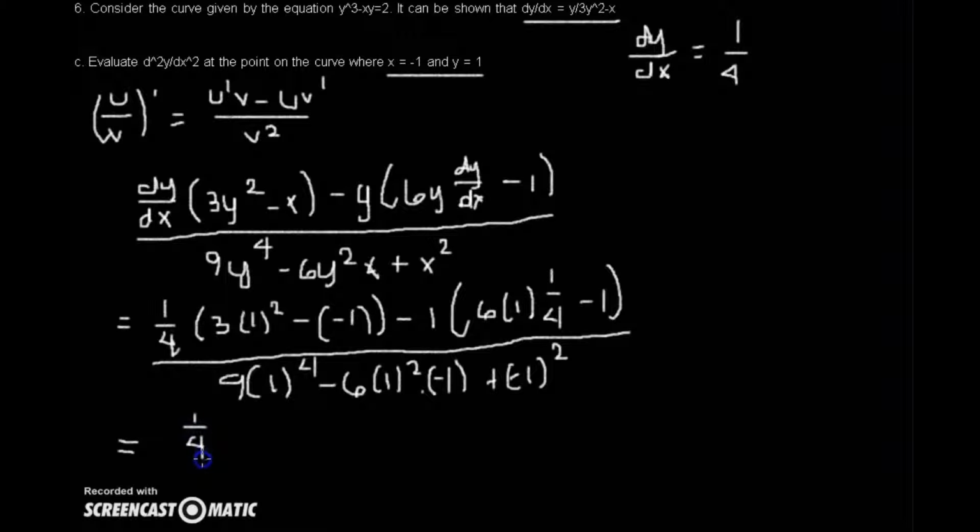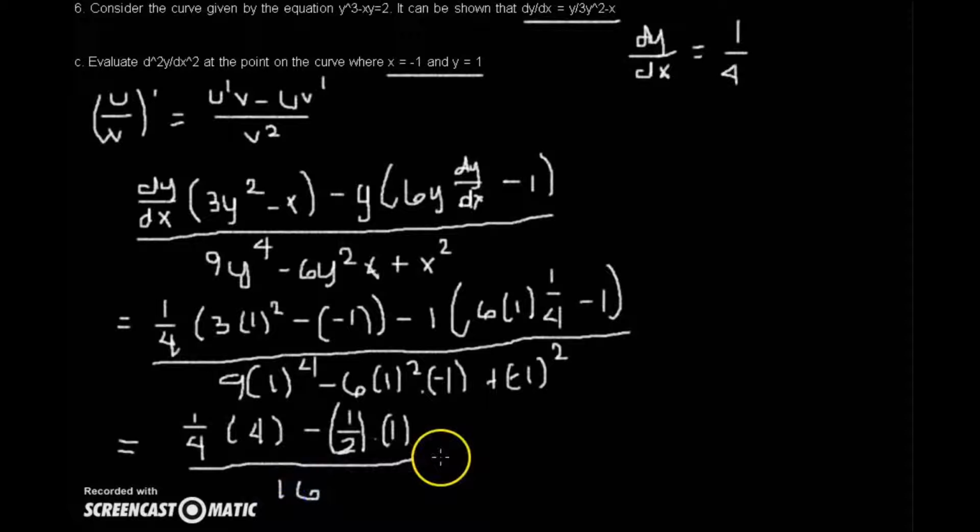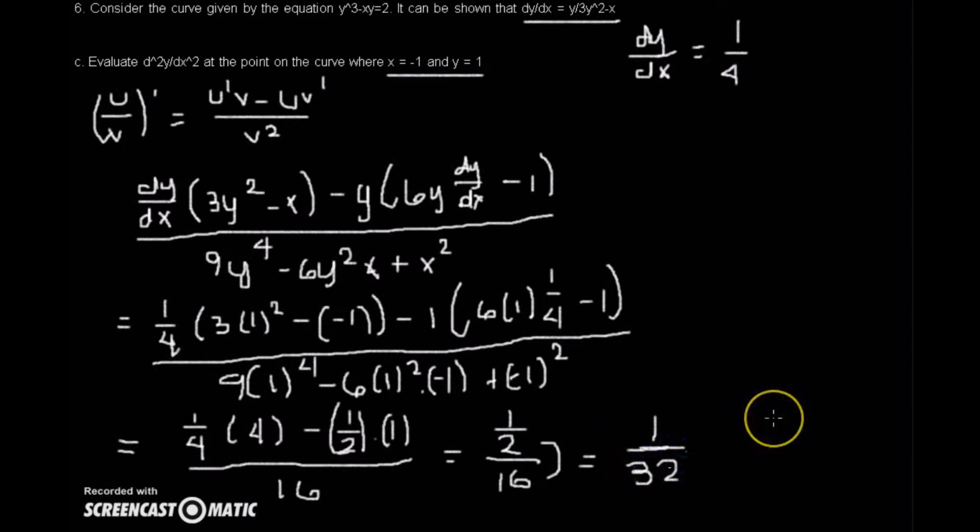And so this is going to give you the value of 1/4 times 4 minus 1/2 times 1, let's put them in parentheses, over 16. And on the top part, you are going to get 1/2 over 16, and you distribute the 2 down here, which gives you 1 over 32. And that is your answer for C.